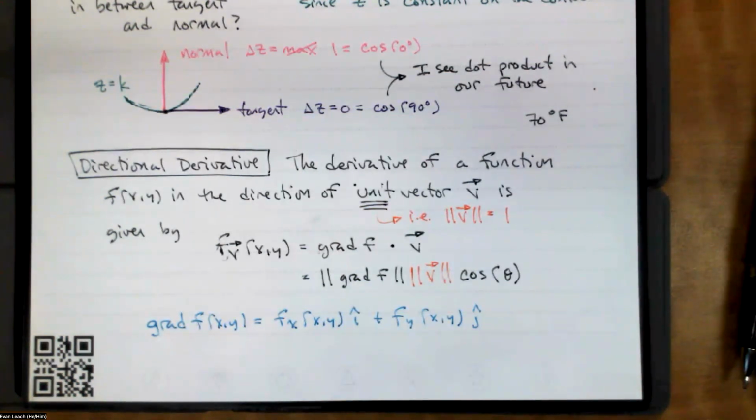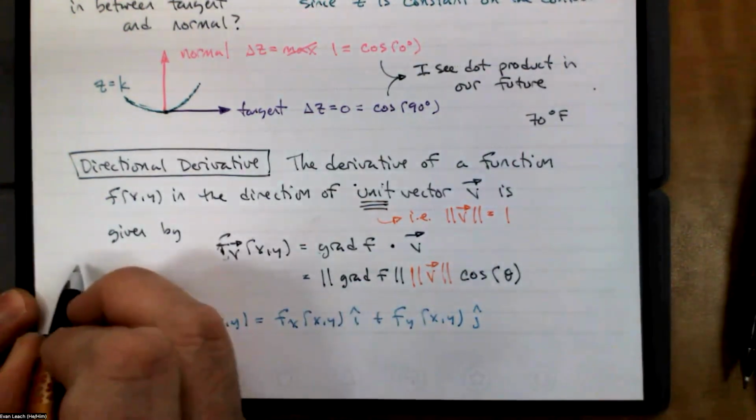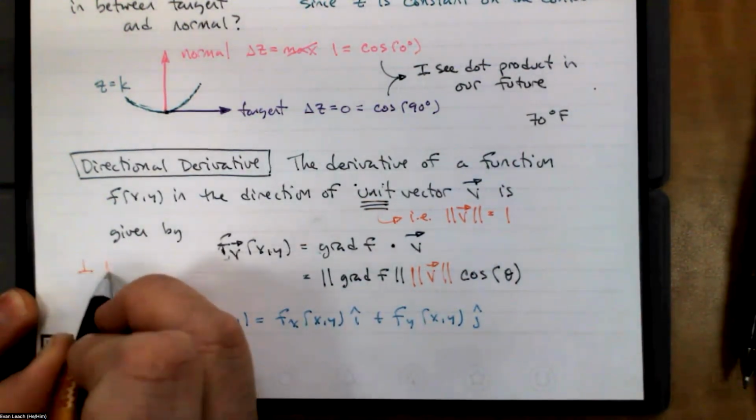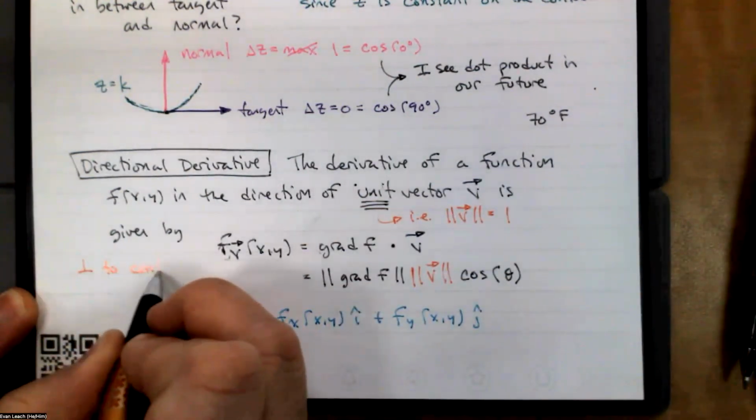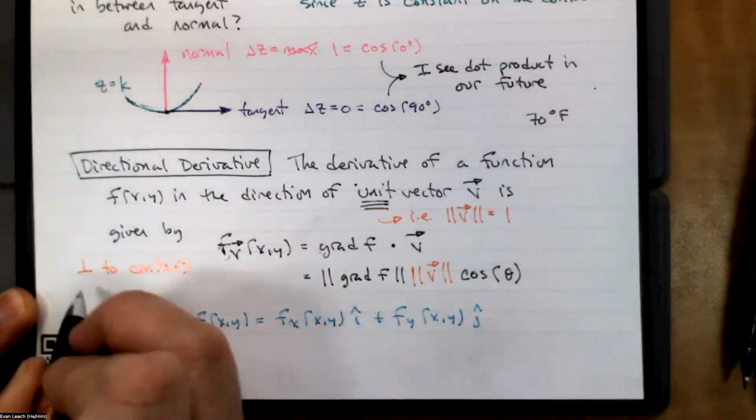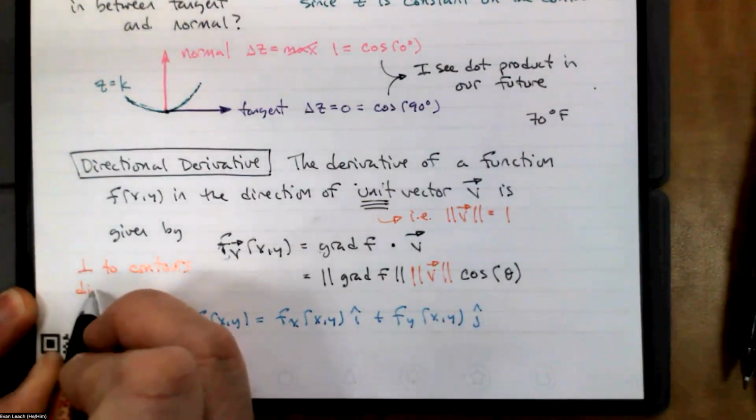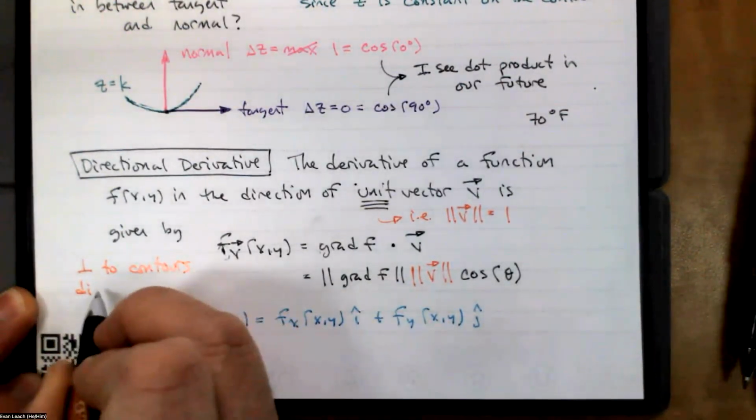Things to think about the gradient. This is how we build the gradient. The gradient is going to be perpendicular to the contour. And we have thought about that before. That's going to be the direction of maximum increase. So the gradient is perpendicular to the contours, and it'll be the direction of maximum increase.